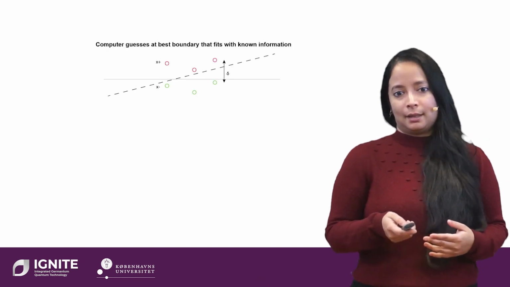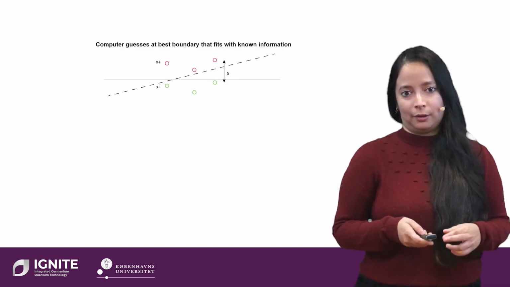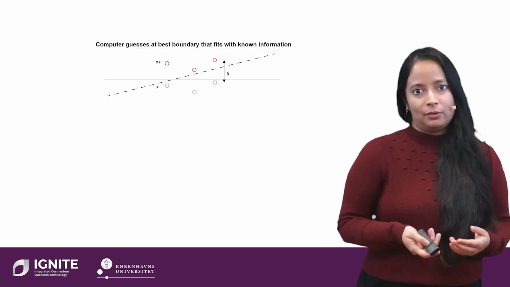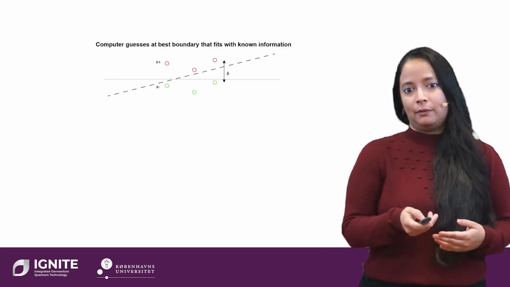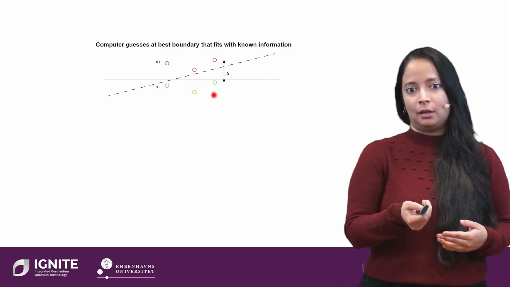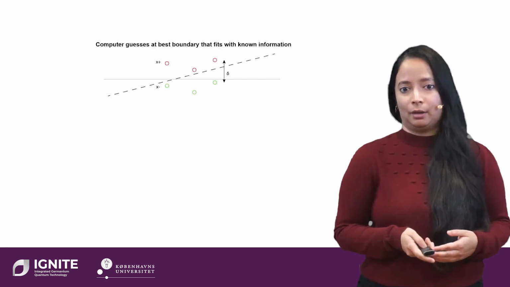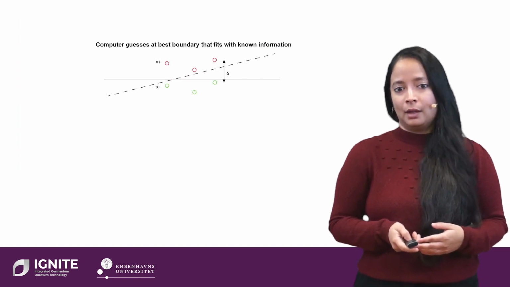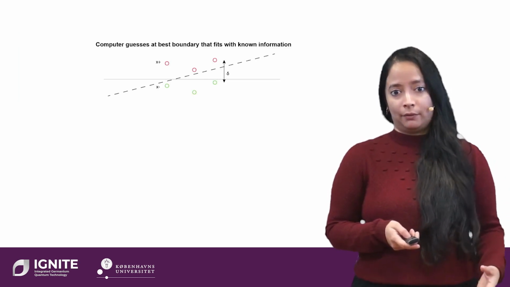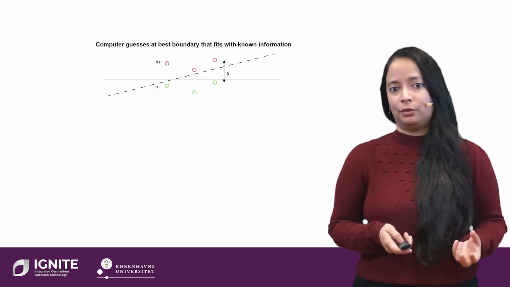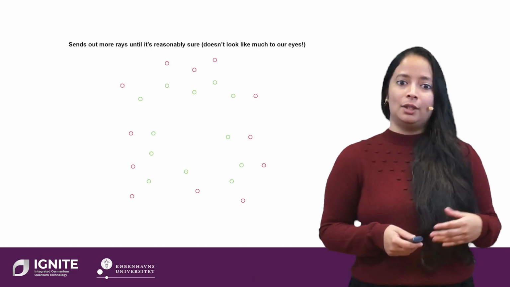All it sees is these points that you generate as you send out the rays and measure 1 point at the boundary. What the computer can do is guess at the best boundary that fits with the known information. For example, given these 3 points here, it can guess at this boundary or it can guess at this straight line boundary, one of the two. So what it decides to do now is send out more rays such that it gains some information that enables it to rule out one of the two options. And now it keeps sending out more rays until it's reasonably sure.